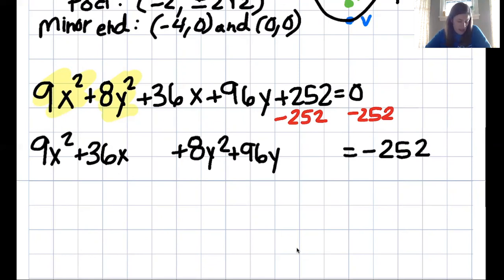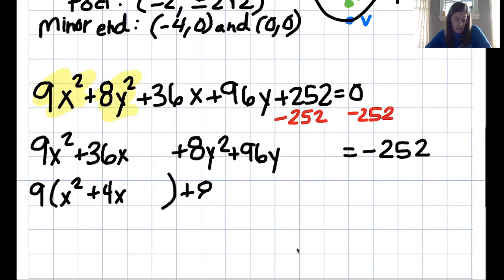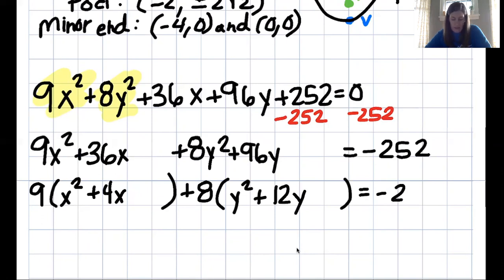Okay. So now I want to complete the square, but before I do that, I have to factor out the thing that's in front. And remember, you're completing the square for that perfect square trinomial. It's going to be included in that set of parentheses, so we'll have to redistribute the thing we factored out. And let's see, 96 divided by 8 is 12, and it's going to be equal to negative 252. And now I can start doing the work to complete the square.